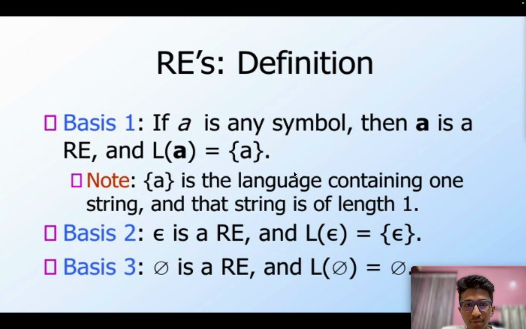Basis first: if a is a symbol, then a is a regular expression, and L of a is {a}. That is nothing but a language containing one string, and that string is of length 1. So we can see that the string the language consists of is just a. Also, epsilon is a regular expression when L of epsilon is the set containing the empty string. Phi is a regular expression when L of phi is the empty set.